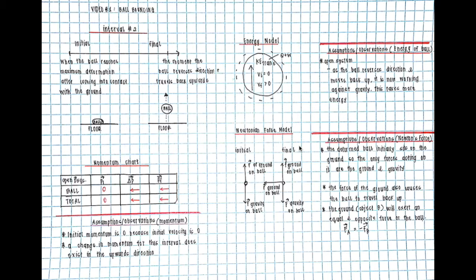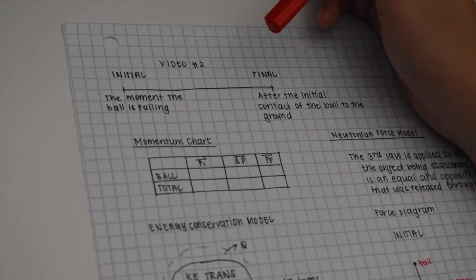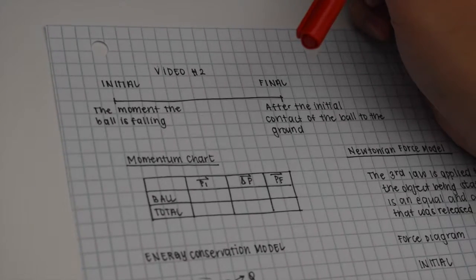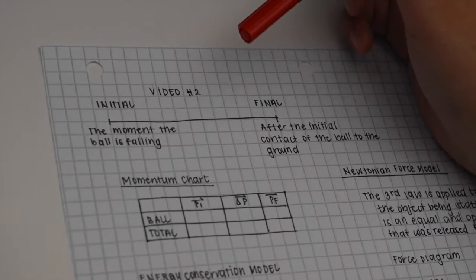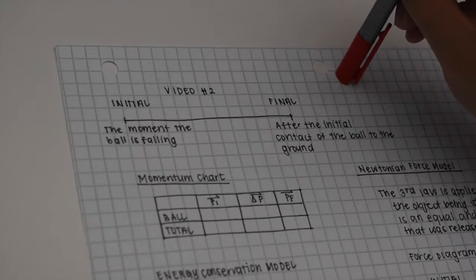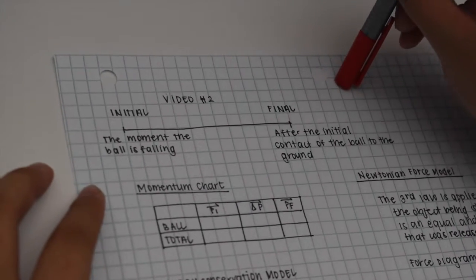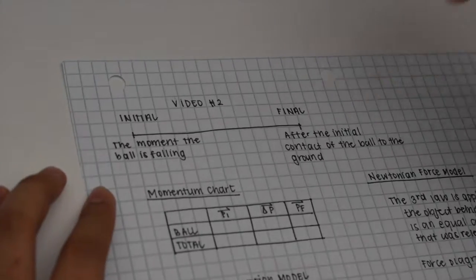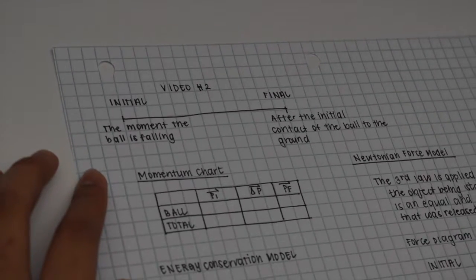Newton's third law of motion states that the force of A is equal and opposite to the force of B in the negative direction. In interval 1, we expect object B, which is the ground, to exert the same force back onto the ball. The second video shows that the ball just drops, having its final momentum be 0. So the interval that we use has the moment that the ball is falling as our initial, and the final is after the initial contact when the ball first hits the ground.